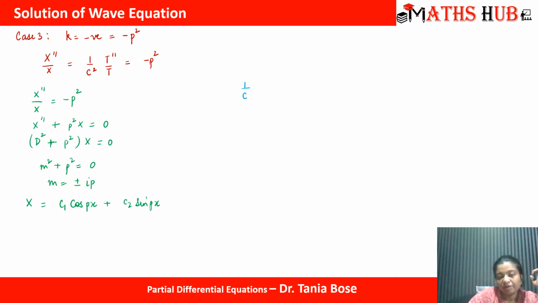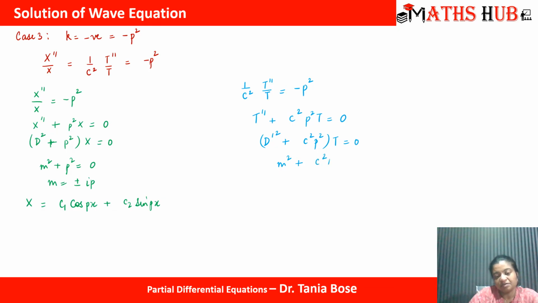The second equation is 1 by c square t double dash by t is equal to minus p square. So from here t double dash plus c square p square t is equal to 0. So that leads to d dash square plus c square p square into t is equal to 0. So from here we get the roots as m square plus c square p square is equal to 0. So m comes out to be plus minus iota cp. So from here what is t? T is c3 cos cpt plus c4 sin cpt, right?